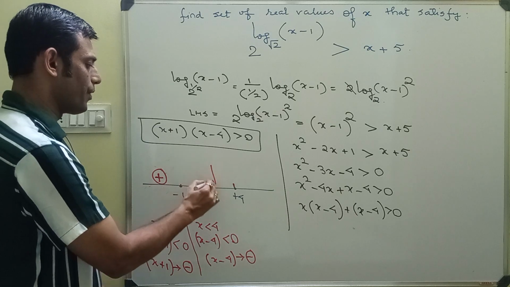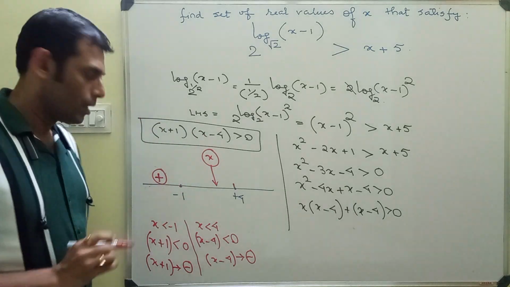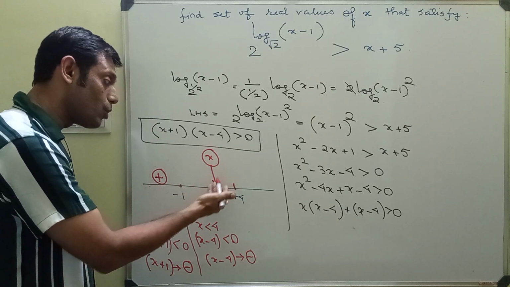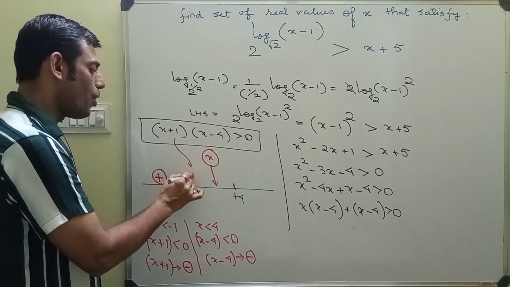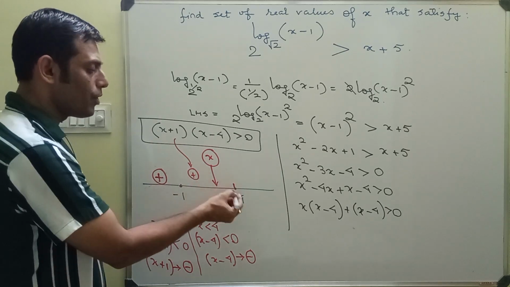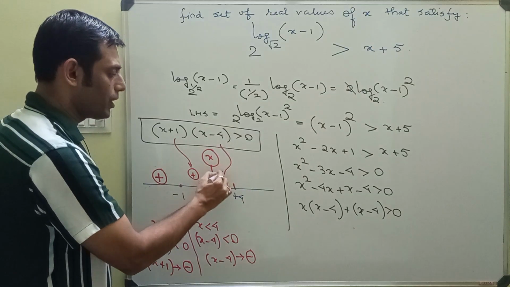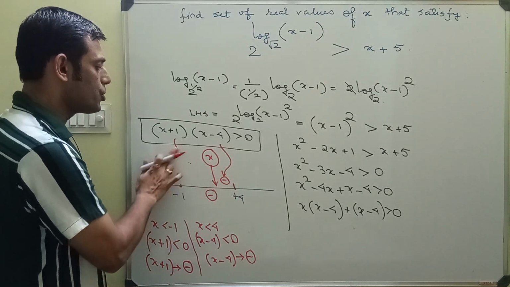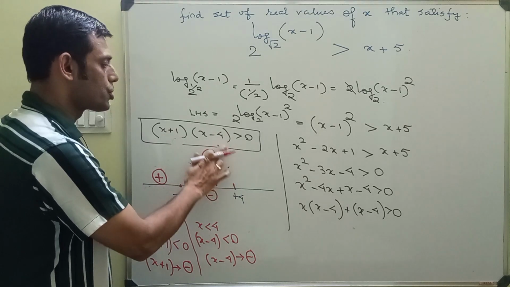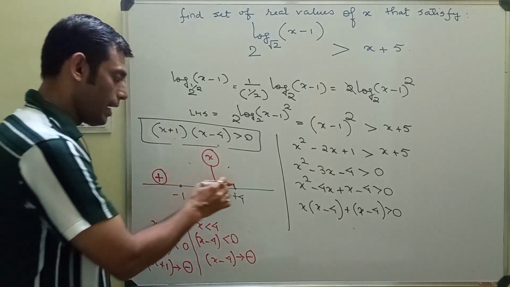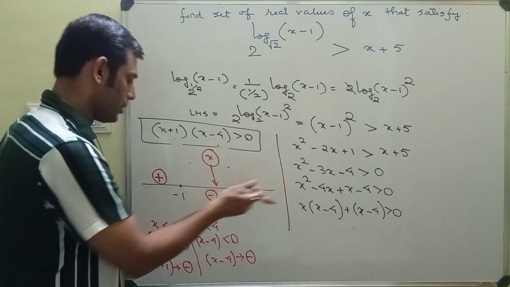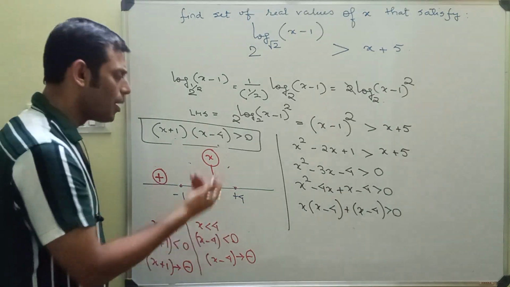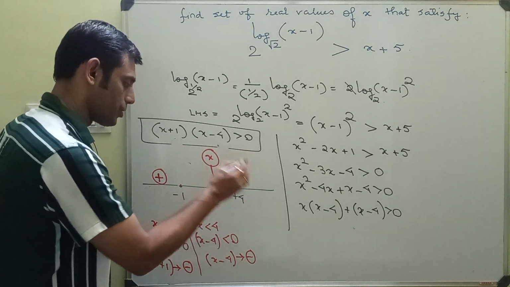Now suppose your x is somewhere here. Now what will you do? Now suppose it is greater than minus 1. That means x plus 1 is greater than 0. This factor turns positive. But in this region, if you are still to the left of 4, that means this factor will turn negative. The product will be negative. That means you are here negative. Again, if I move to the right of 4, I also move to the right of minus 1. Both factors will turn positive. If both factors turn positive, it would be like this.